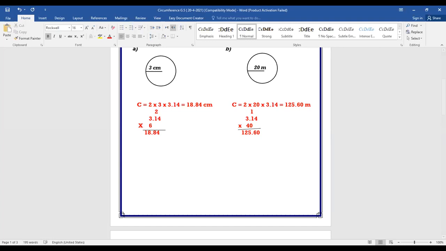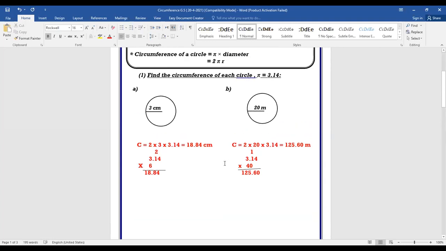Again quickly, if you have the radius, multiply 2 by the length of the radius, multiply 3.14. If you have the diameter, multiply the length of the diameter by 3.14. Inshallah tomorrow we have extra practice about this lesson.